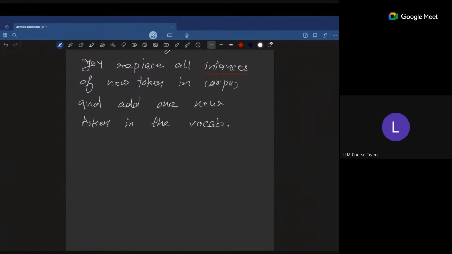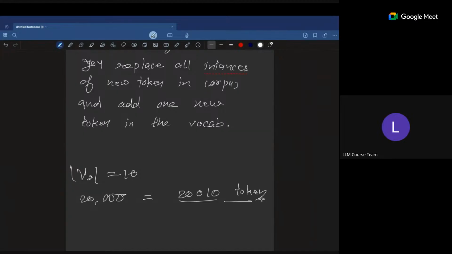You probably do 20,000, 30,000 such merges. At each step you are adding one token. So let's say you started with an initial vocabulary size of 10, and you are doing 20,000 merge steps, right? Operations. In this case, you will add 20,000 tokens to the vocabulary in the end, right? So this is how you build your vocabulary.